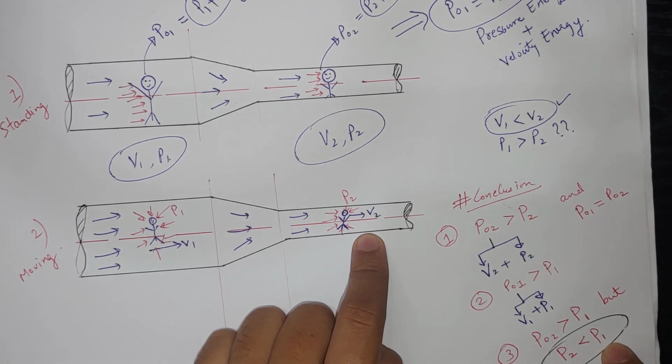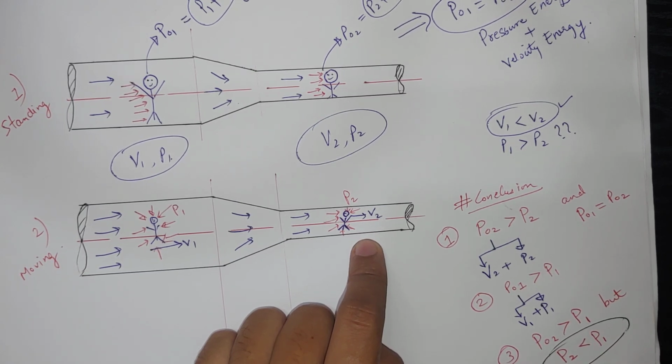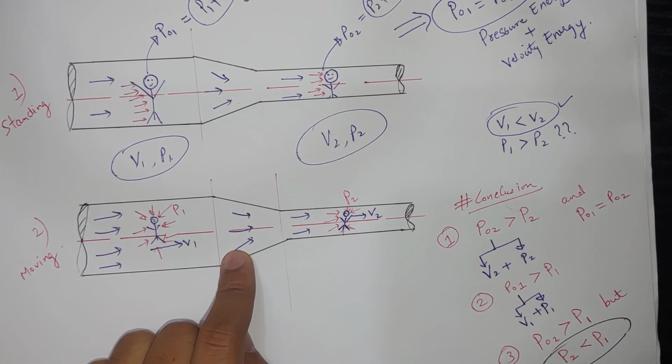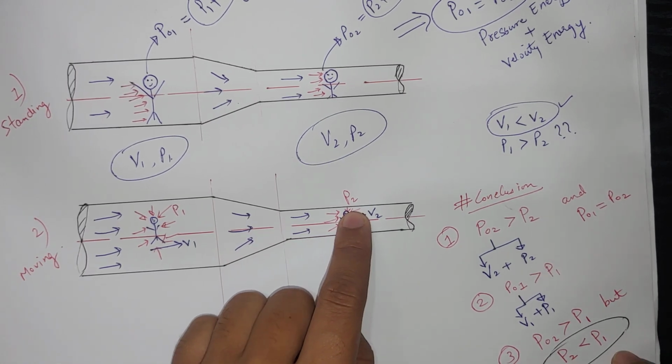And to get more idea, you can use Bernoulli's equation and the conservation of energy equation, and you can imagine yourself in these scenarios, and you can get the feeling that of course P2 is less than P1.